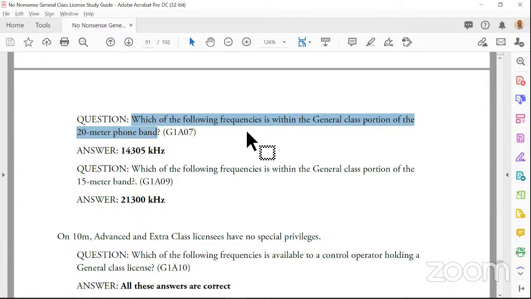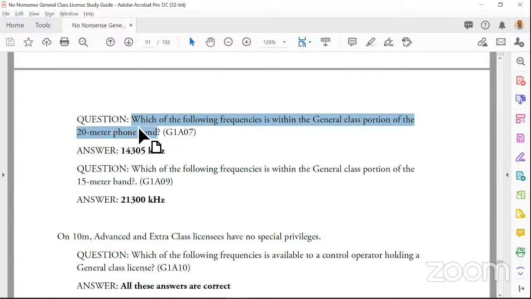Which of the following frequencies is within the general class portion of the 20-meter phone band? So we did show the band charts, and you can look at the slides or the videos and you'll see for each of those bands what is the frequency range, and you can also see where a general class has phone. And remember, in amateur radio, anytime we talk about phone mode, that is voice or speech, or we are talking, as opposed to using a computer to generate the communication tones. We are speaking. All right.